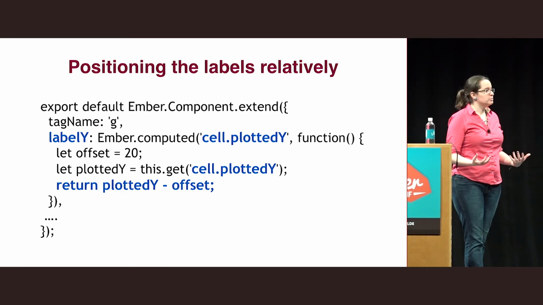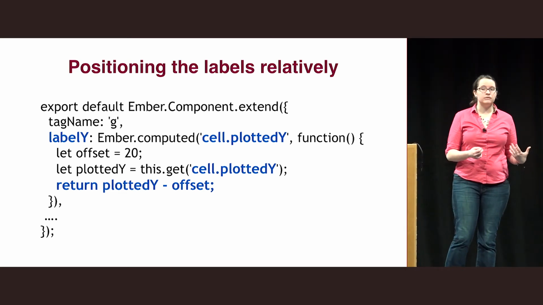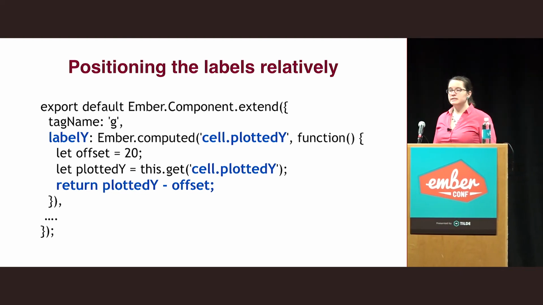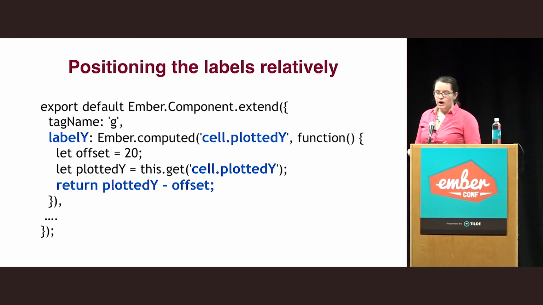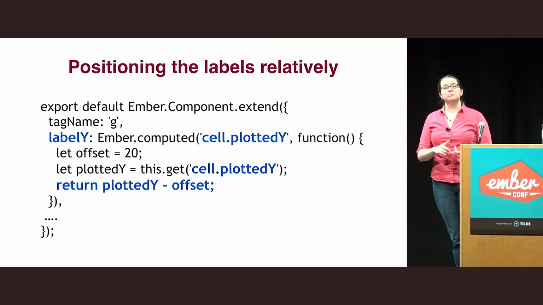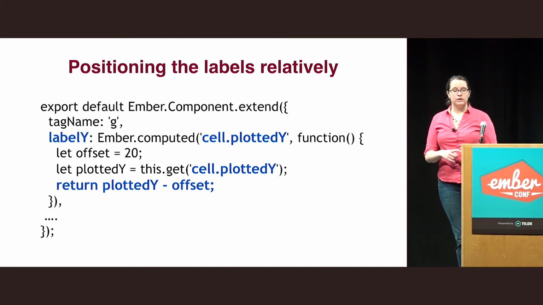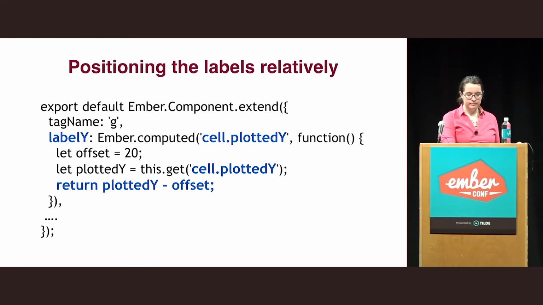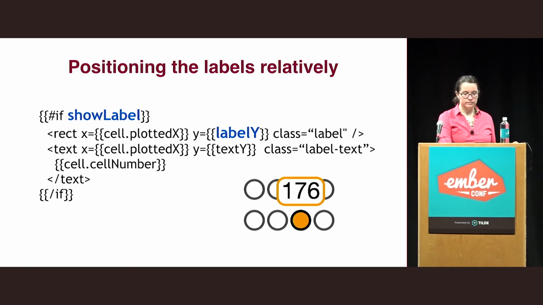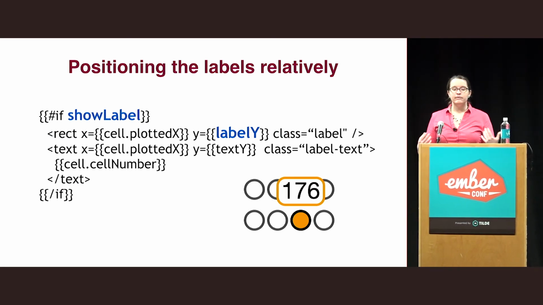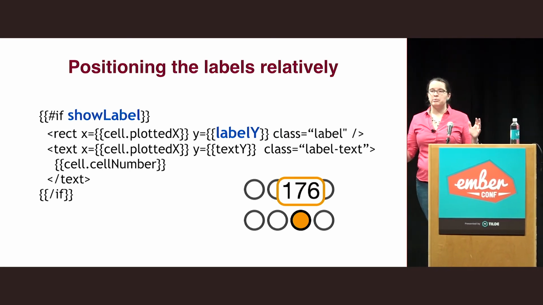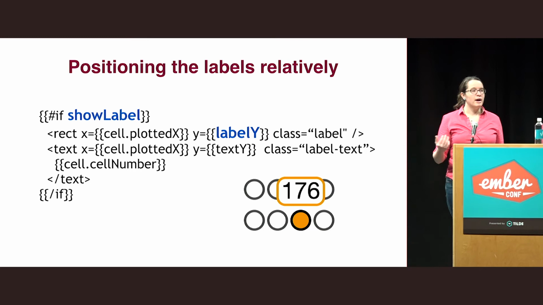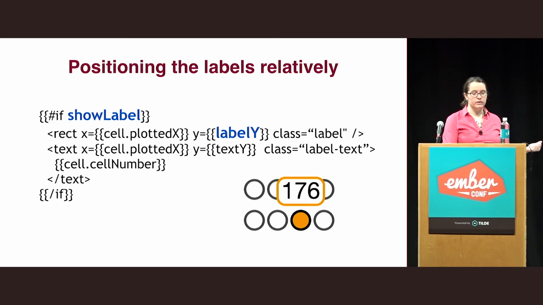In cases where I needed to position something relative to that circle, like its label, this was really easy to do with Ember Data and computed properties. All I had to do was add or subtract from the circle's XY coordinates in order to place my label. So on a hover over the circle, I'd set this property showLabel to true, and then position the label using the XY that we set up in the component or the model.